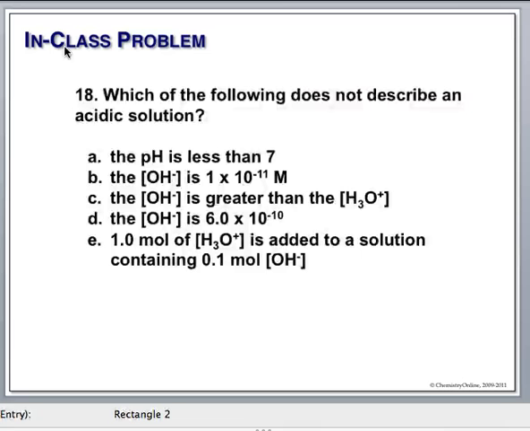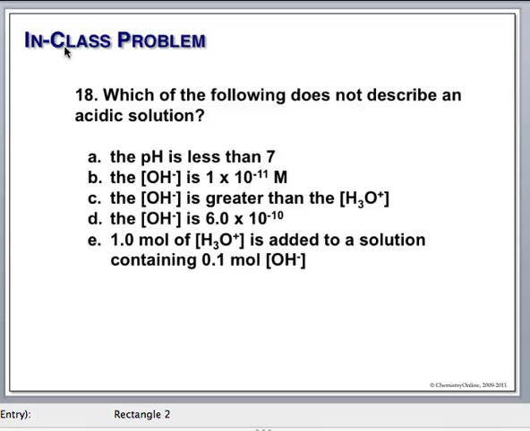All right, which of these does not describe an acidic solution? If the pH is less than 7, is something acidic? Yes, absolutely. If hydroxide is 10 to the minus 11, hydronium must be 10 to the minus 3, right? And that makes it acidic.